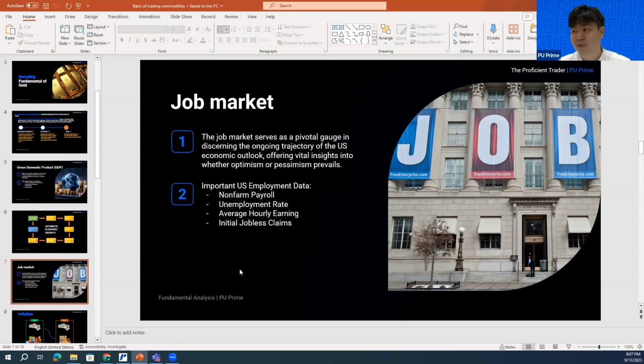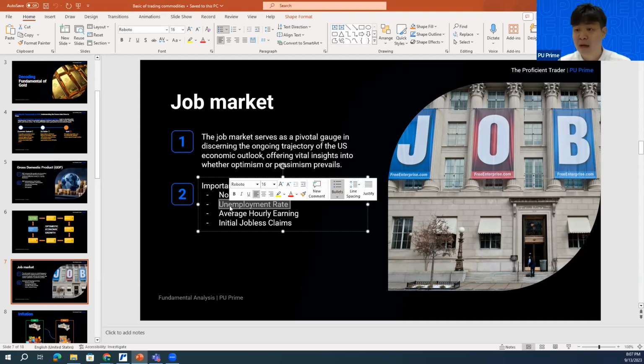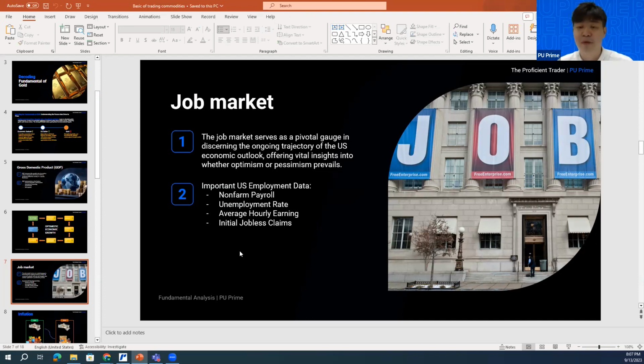So if the non-farm payroll is very, very good, a very high reading better than expectations, and the unemployment rate is very low, which is very good for the US economy, then this is a time that you can consider a sell order for the gold market. It's very good for us to focus on. So the job market is also very, very important.